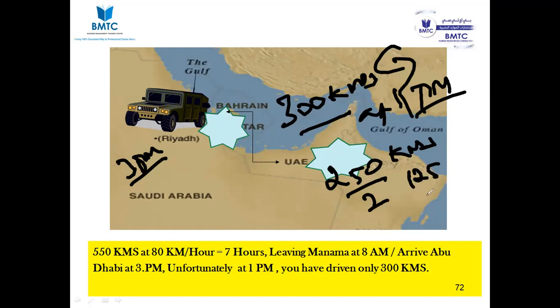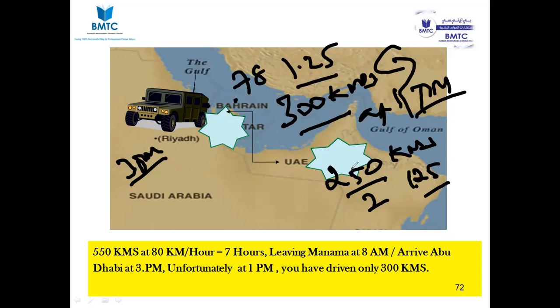125, right? If you put this in decimal, it is 1.25, which one is very easy? 0.78 is easy, or 1.25 is easy? 0.78. So what happened? You are not able to achieve this, right? So you have to revise this one.